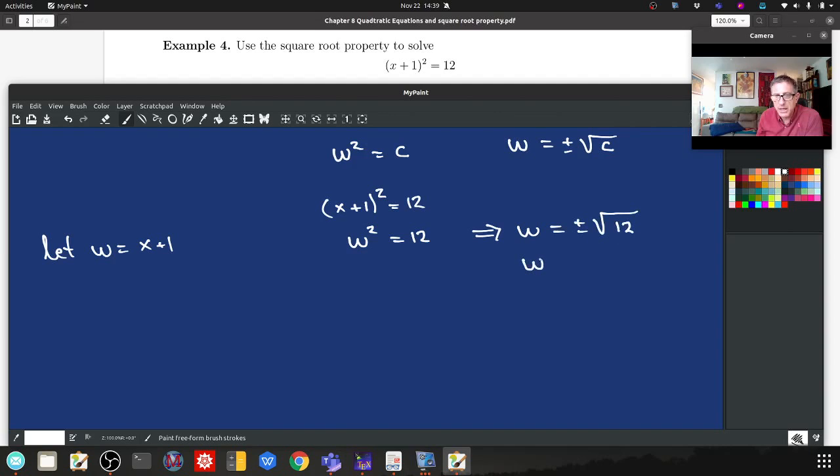Well, I can note that the square root of 12 is the same as the square root of 4 times 3. And I know that the square root of 4 is 2, so I can bring that out. I have w is equal to plus or minus 2 times the square root of 3. Now I'm going to replace w with x plus 1. And I'm solving for x, so I subtract 1 from both sides.